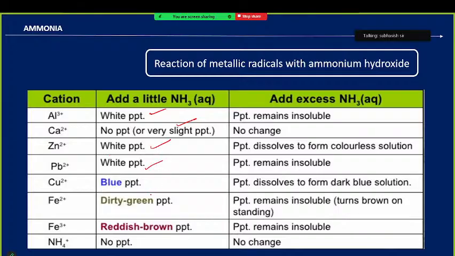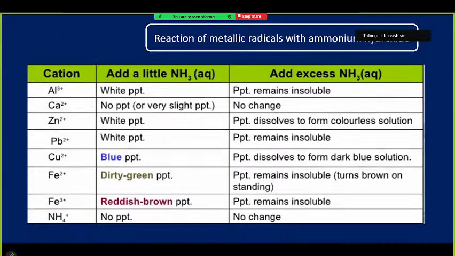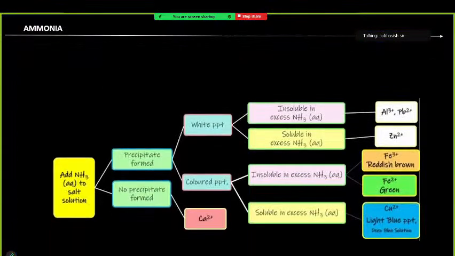Lead forms a chalky white precipitate. Copper forms a blue precipitate, and iron a dirty green precipitate. Ferrous and ferric give a reddish brown precipitate. Some of the precipitates are soluble in excess ammonia, like zinc, aluminium, lead, etc., but the others are not soluble in excess. These are the reactions which give different colors with different metal ions.